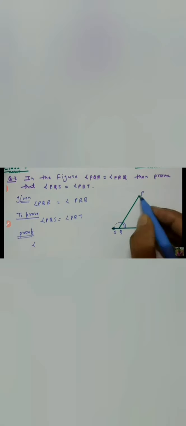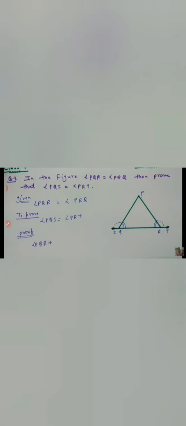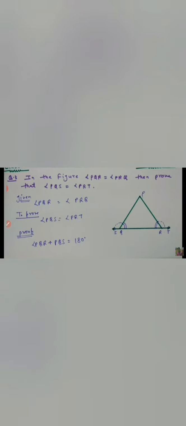So what is the proof? See, it is a line. First of all, think it's a line and it's a linear pair. So PQR plus PQS is equal to 180 because they are linear pair. By the linear pair axiom these two will be 180, so you have to write linear pair axiom. Same, you have to write on the other side also. That is your first equation. Now PRQ plus PRT is equal to 180.